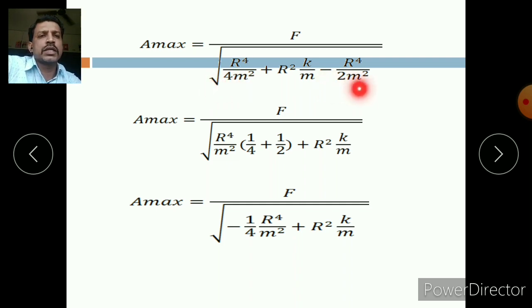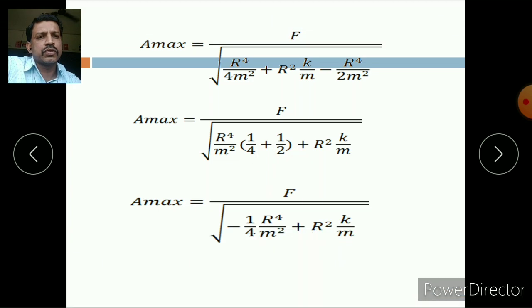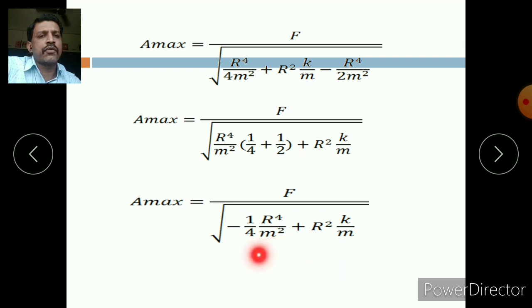If we take r fourth power upon m square common, so here in bracket it is 1 by 4, here it is minus 1 by 2, and plus r square upon km. So what we do here, A max equal to f upon under root r fourth upon m square, and here the sum. If we cross multiply it, you will get minus 1 by 4 r fourth upon m square plus r square upon k by m.